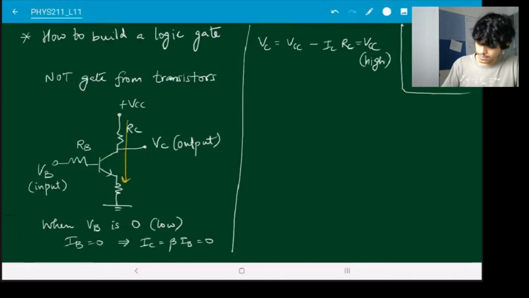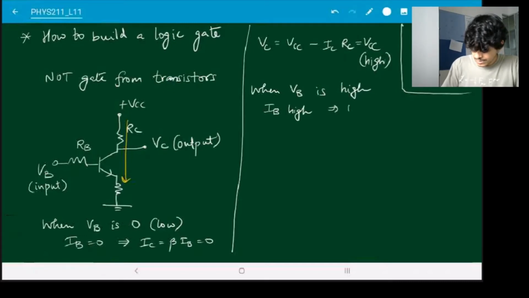On the other hand, if VB is high, suppose you put some 5 volts or something over there, some high value, then you have IB, which is non-zero. So IB has some high value. And when IB is high, then IC is high. And when IC is high, then VCC minus ICRC, which is VC, is low.